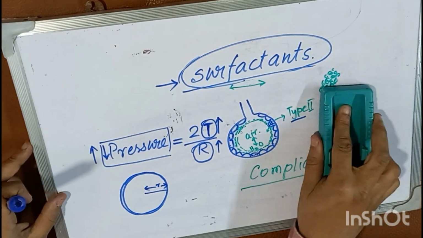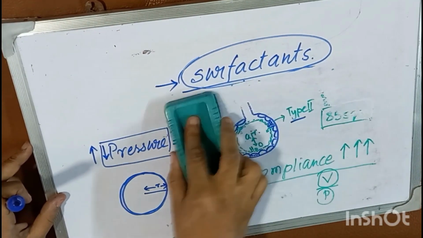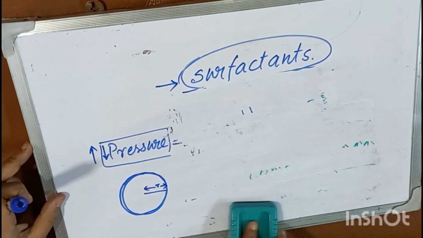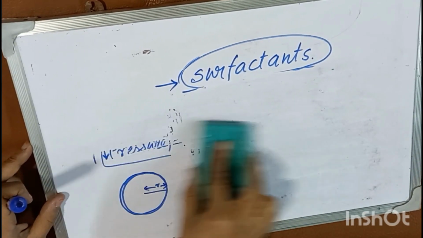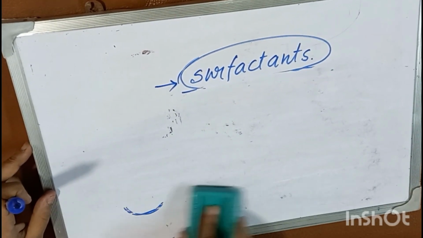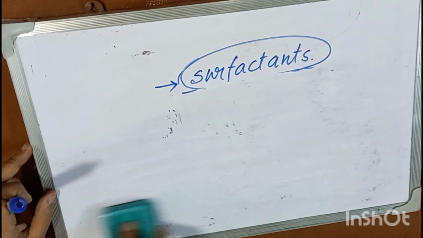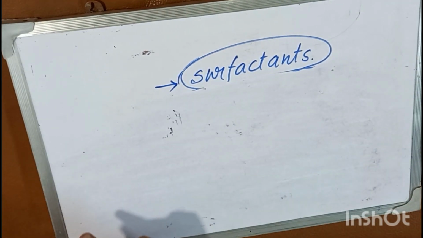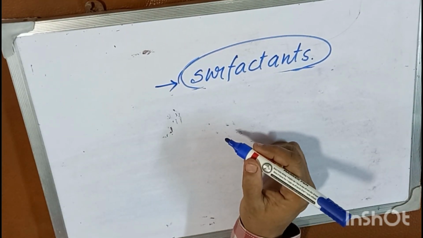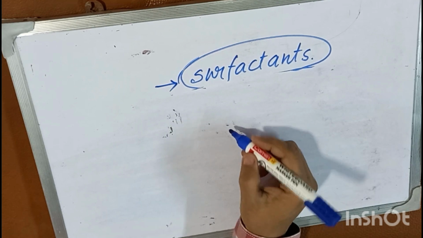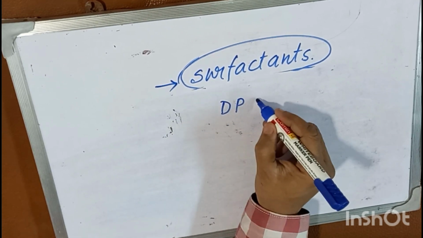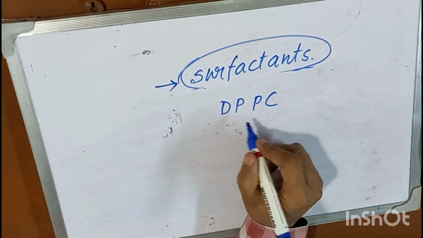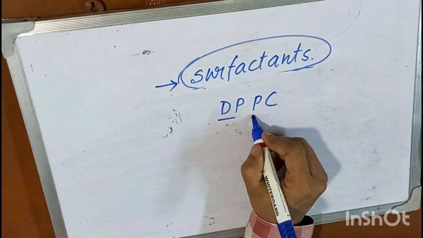Now I'll go to the properties and the constituents of the surfactant molecules. So just now I told you that surfactant molecules are lipid molecules and they are mostly phospholipids. And what are the types of phospholipids? One major phospholipid that is present in the surfactant molecule is DPPC. DPPC, this is what is called dipalmitoyl phosphatidylcholine.